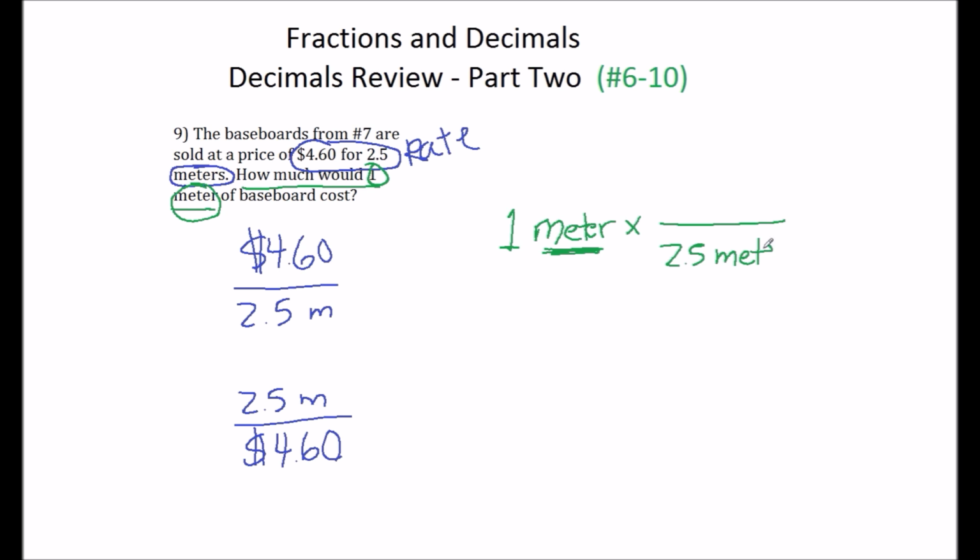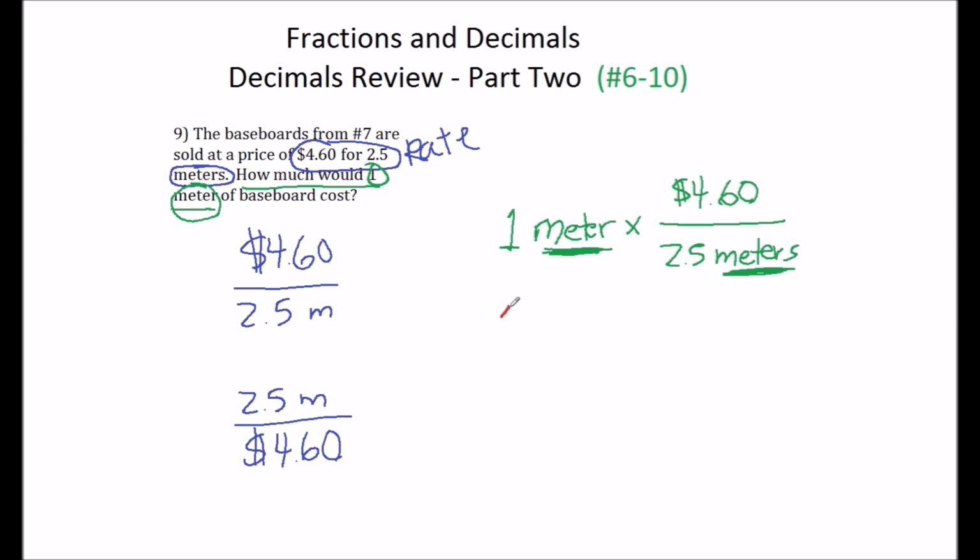Remember those units. Whatever I have here, I also have to have the same unit here. And even though this is singular, one meter, and this is plural, meters, they still match. It's the same unit. Alright, so that means then that $4.60 goes on top. And now, if I remember, this is my setup.